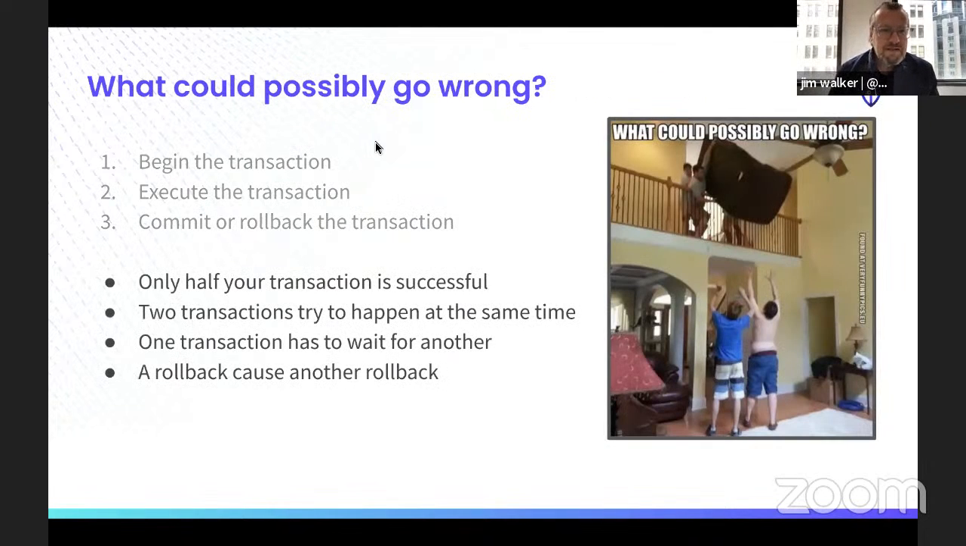So when I'm doing this 3-step thing here, what could possibly go wrong? Well, what happens if I begin a transaction and only half of it was successful and something failed? What if 2 transactions try to go at the same time? What happens when one transaction has to wait for another?